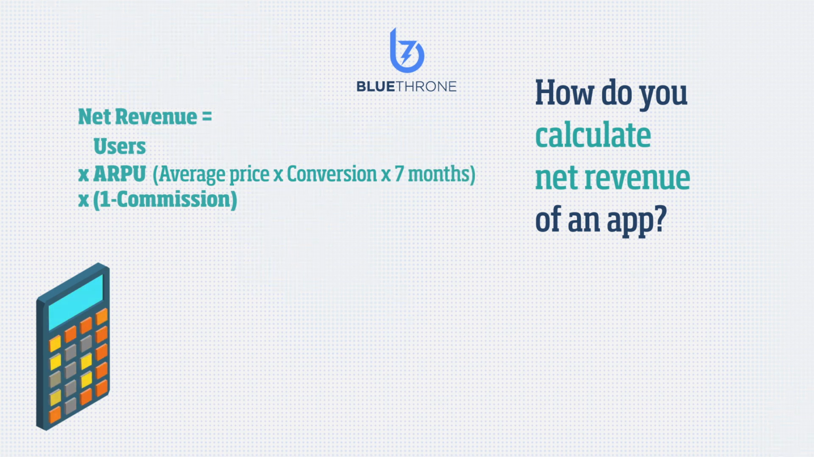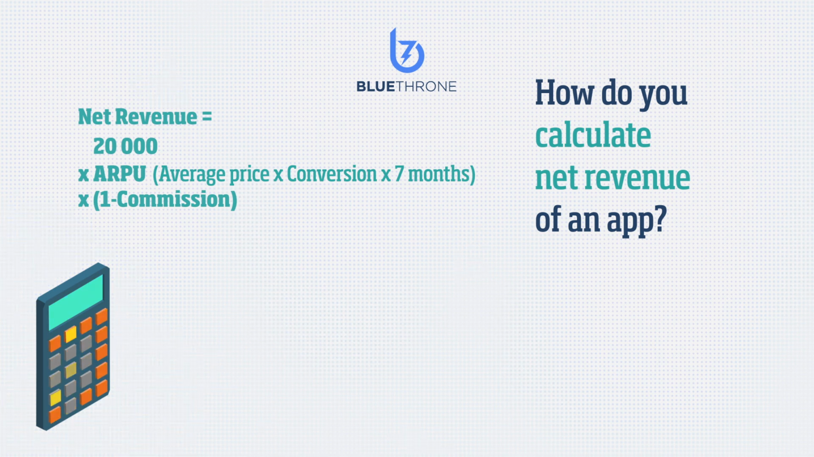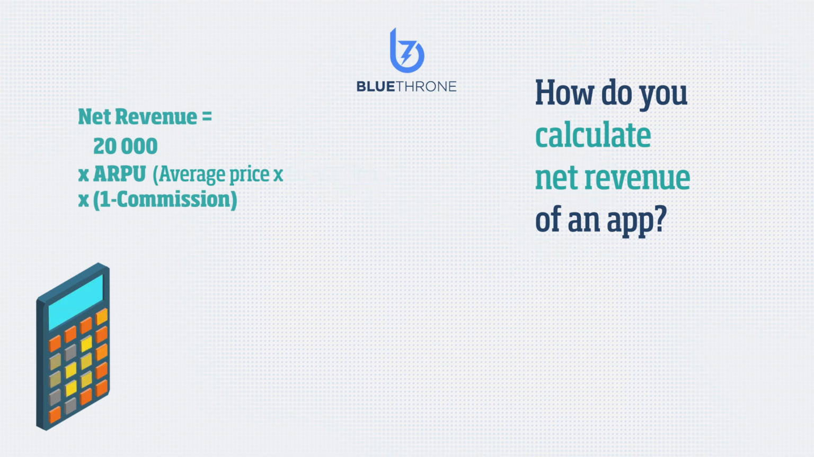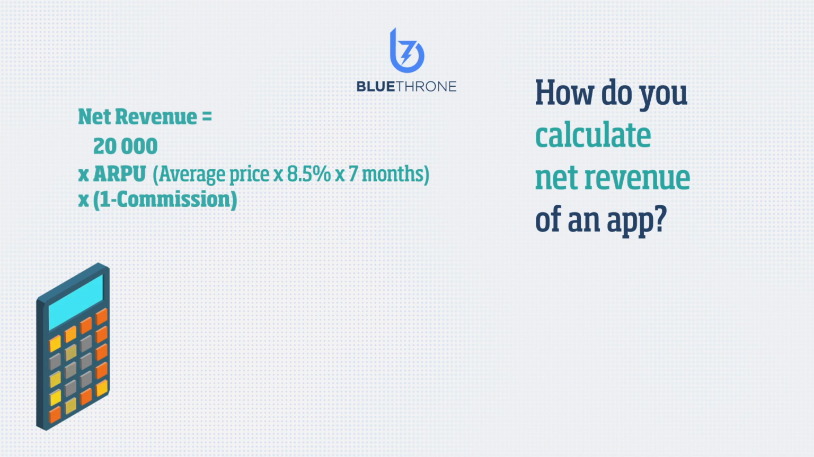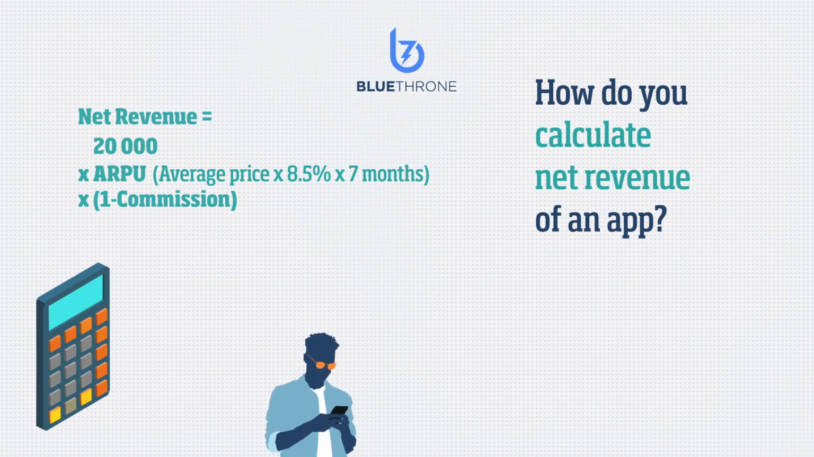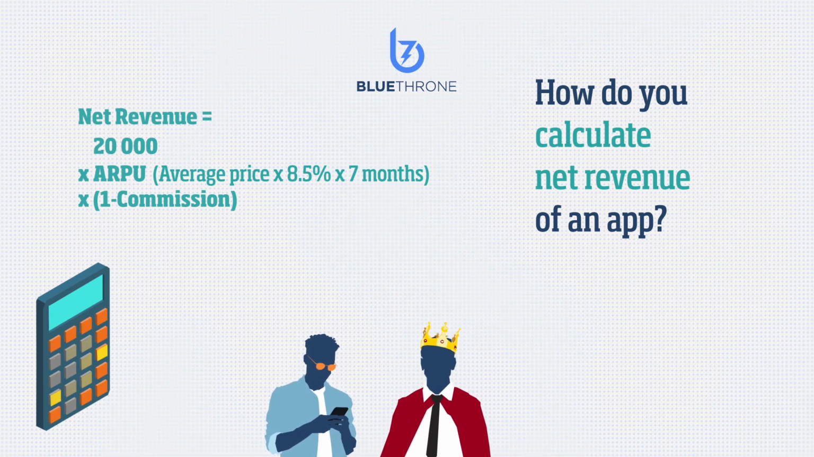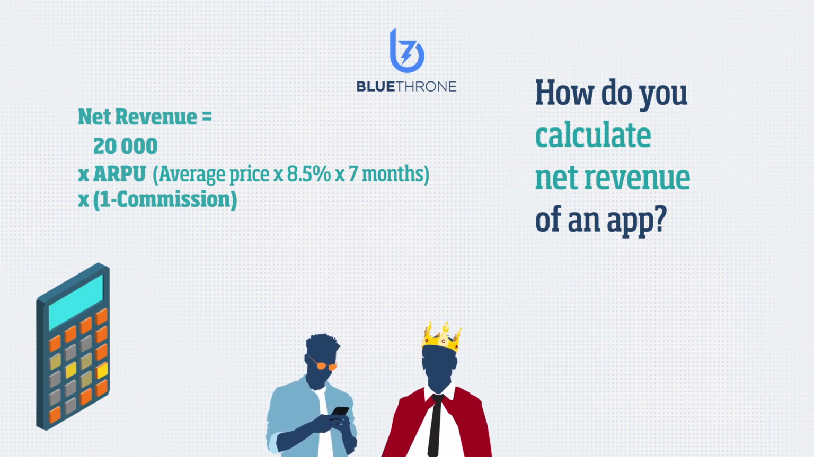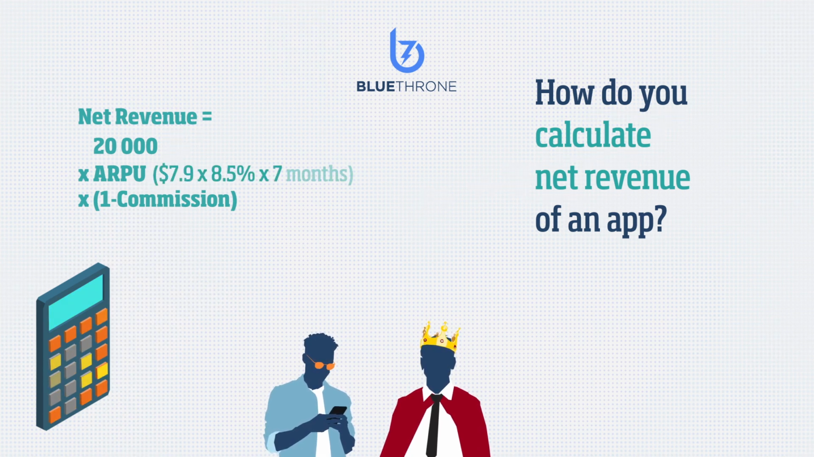Conversion. Assuming that the app has 20,000 users and 1,700 have subscribed, the formula would be 1,700 divided by 20,000, which equals 8.5%. Average price. Continuing with the app example, of the total 1,700 users who have purchased the subscription, 1,200 have taken the basic program and 500 the premium. So the average price would be (1,200 times $7 plus 500 times $10) divided by 1,700, which equals $7.90.